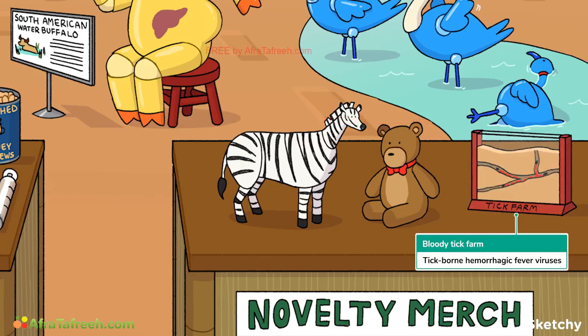There's quite a few species that we're not going to make you memorize, but just know that these viruses cause encephalitis and hemorrhagic fevers, which we'll represent with this ominous bloody tick farm. We don't know who or what kind of person would want to raise a blood-sucking tick farm, but to each their own.